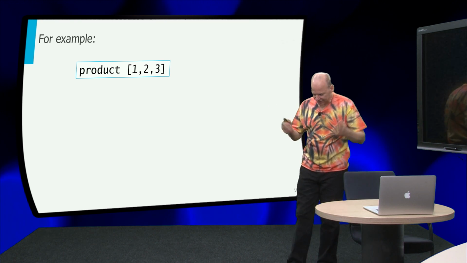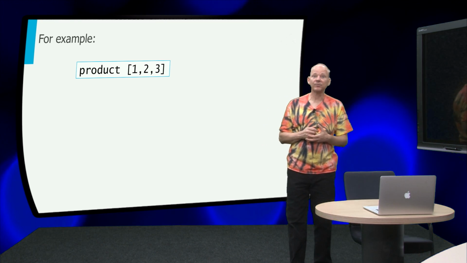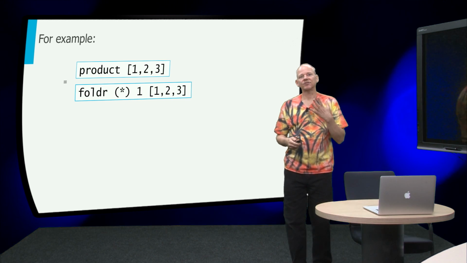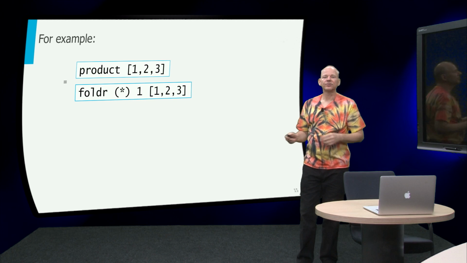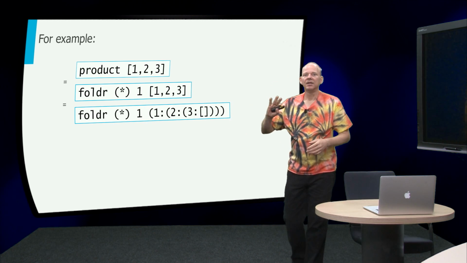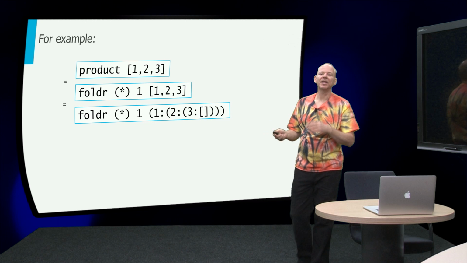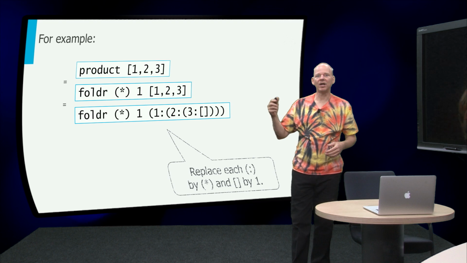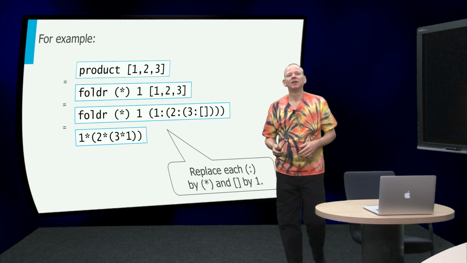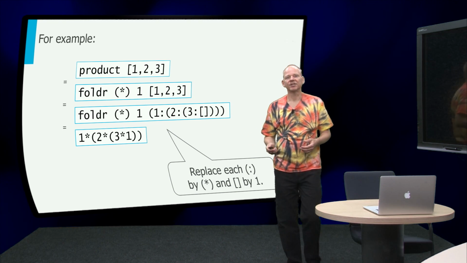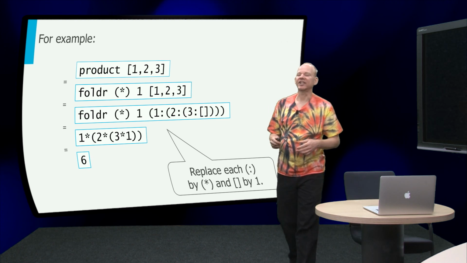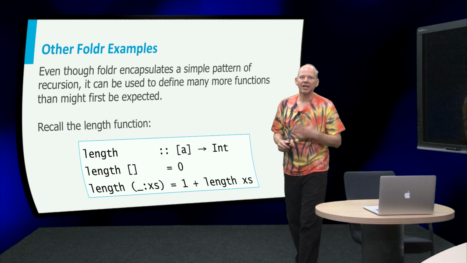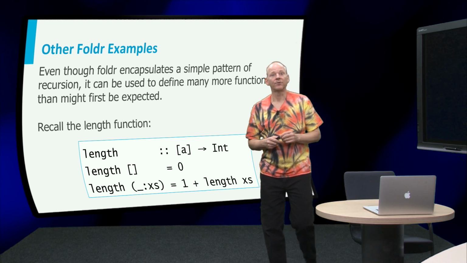Now, it's kind of obvious what happens with product of [1, 2, 3]. We go through the same derivation. Product was defined as foldr of times and 1 of [1, 2, 3]. We expand the list. We replace every occurrence of cons by times and every occurrence of the empty list by 1. We evaluate this expression, and the result is 6 again. Good. Now let's look at some other examples of foldr.